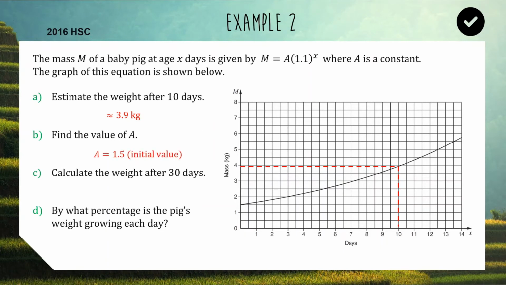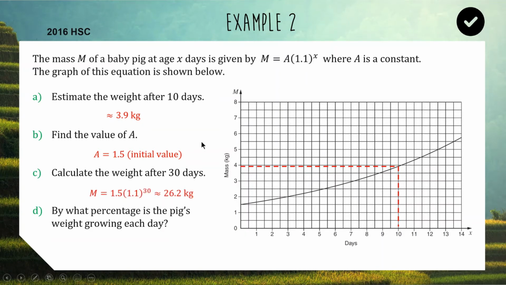Beautiful. Now, part C is calculate the weight after 30 days. Because our graph is only graphed for the first 14 days, we can't use it for 15 and above, which is why they've asked us to calculate, which means we've got to use our equation right here. So we have mass is equal to A, which we've figured out is 1.5. So we've got 1.5 multiplied by 1.1 to the power of days.